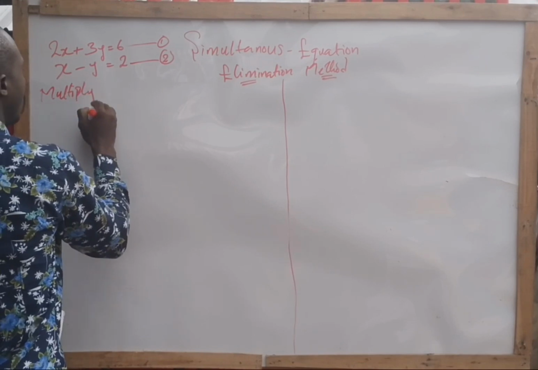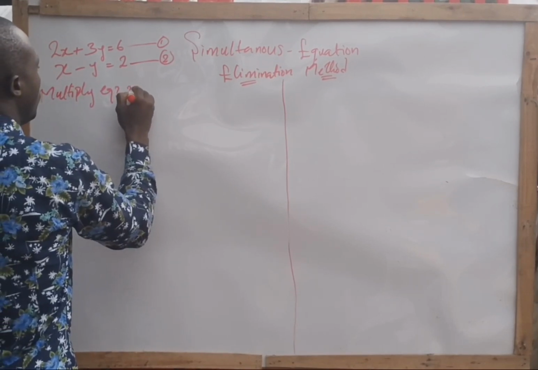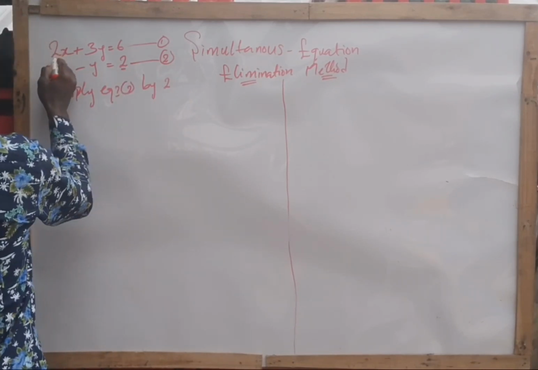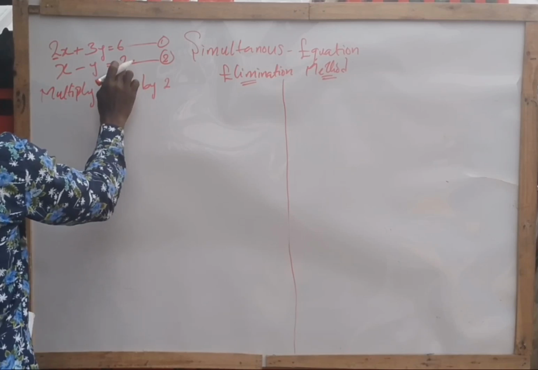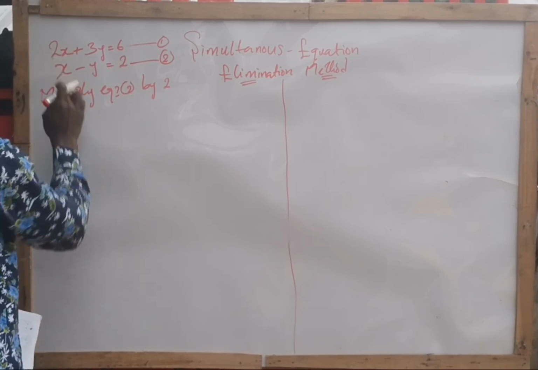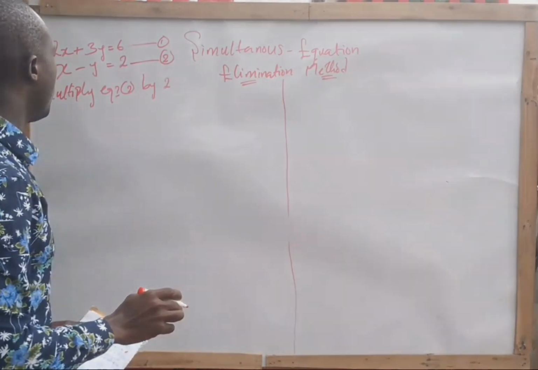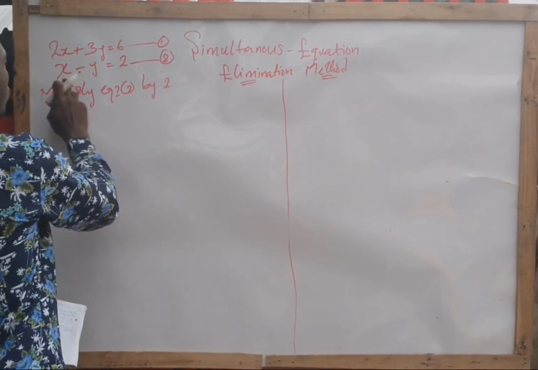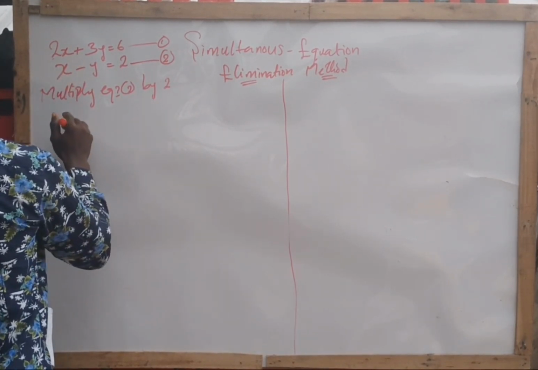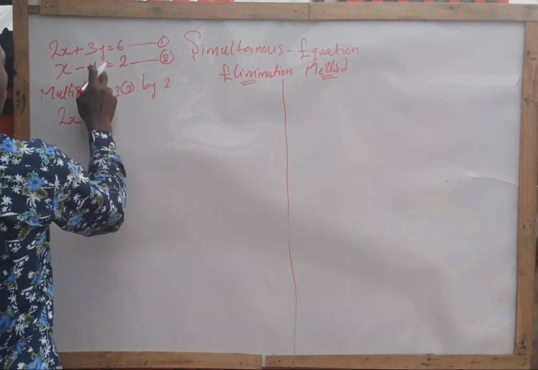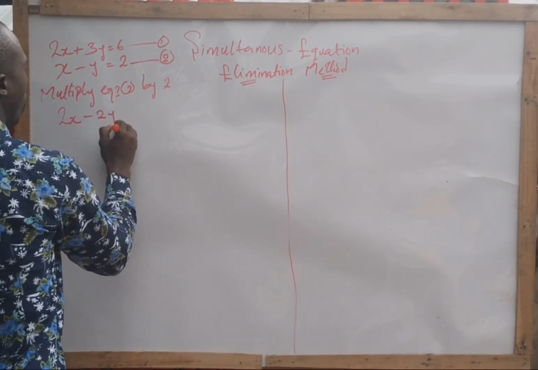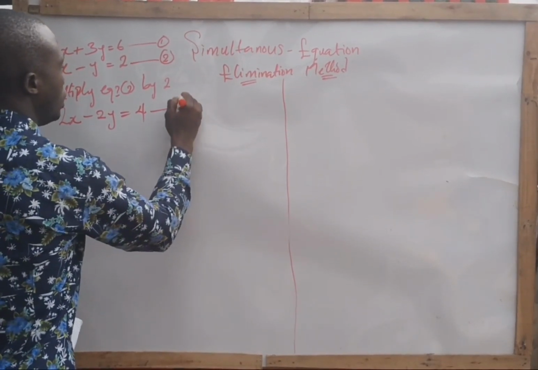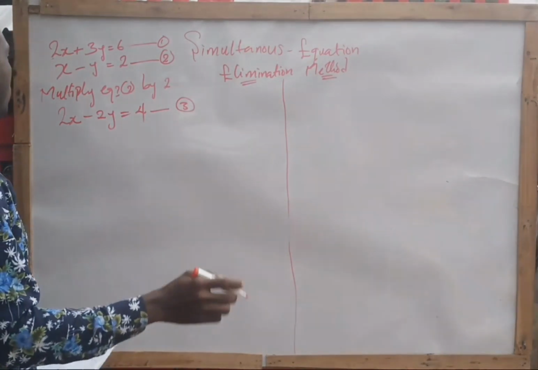So for us to remove this x, we multiply equation 2 by 2. We are not multiplying by this 2 in the first equation, but by the 2 that is the multiplier. When you multiply equation 2, you multiply everything. 2 times x gives us 2x, 2 times y gives us 2y, equals 2 times 2, which is 4. We name this equation 3.